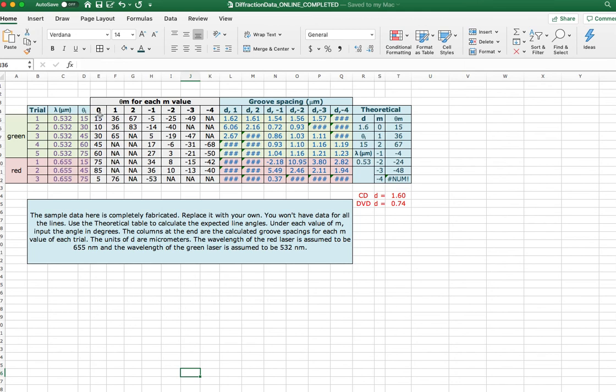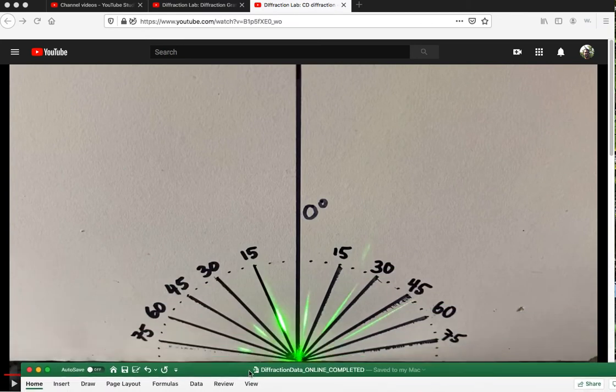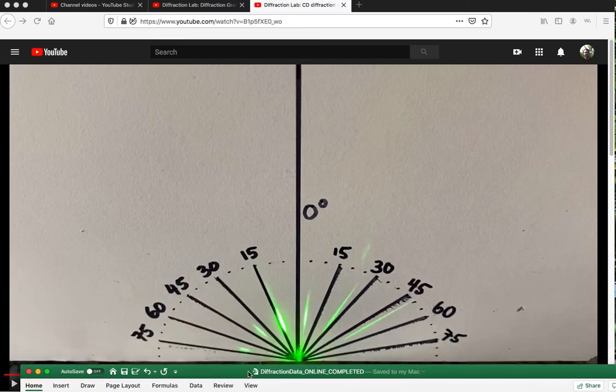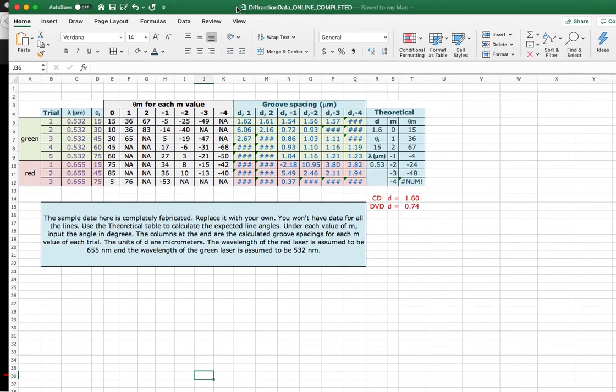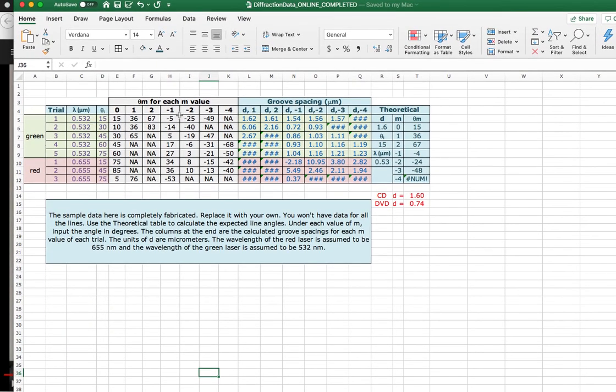So I put in my M equals 0 at 15. I measured M equal 1 at 36, M equal 2 at 67, and minus 1 at minus 5, minus 2 at minus 25, minus 3 at minus 49. All the data below you can ignore. I haven't done anything with this yet. This is just made up. But this row corresponds to this, right? So any line that was on the right-hand side went in as a negative angle in the spreadsheet.